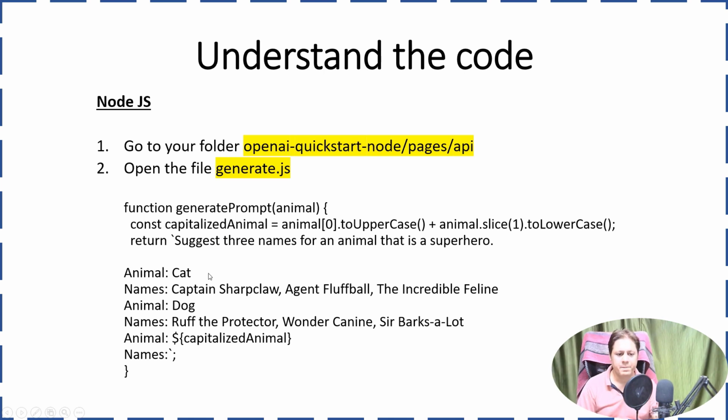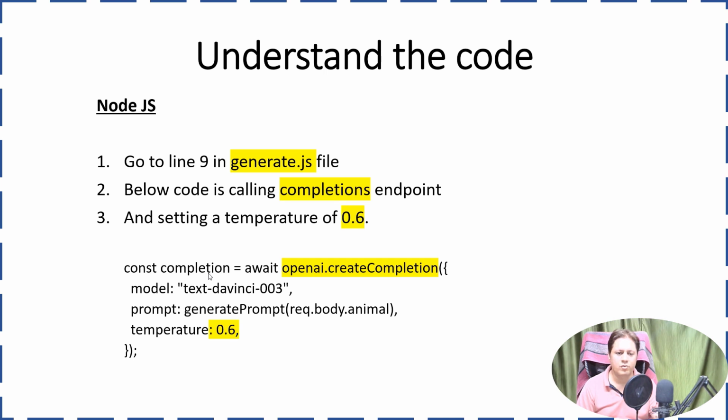Okay, and then go to line number 9 of the generate.js file, and if you see in this code, we are setting the temperature to 0.6, and we are sending the request to the model text-davinci-003. I have shown it here, if you see here. And then it is calling the completions endpoint, createCompletion. You see I have highlighted it also.